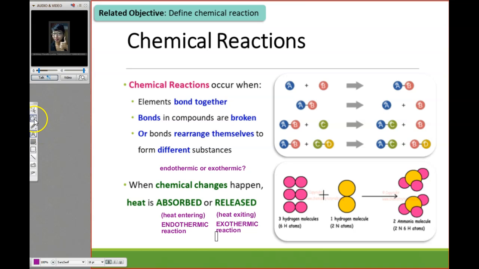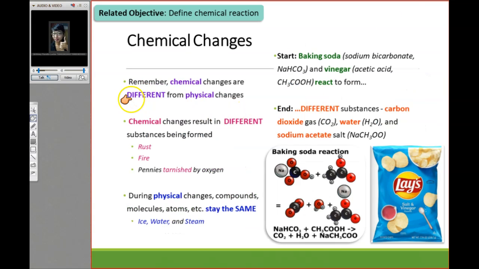So again, one of the main characteristics of a chemical reaction is that bonds have to be rearranged. You have to start off with one type of chemical and it needs to change to different chemicals. Now this brings us to chemical reactions result in chemical changes.